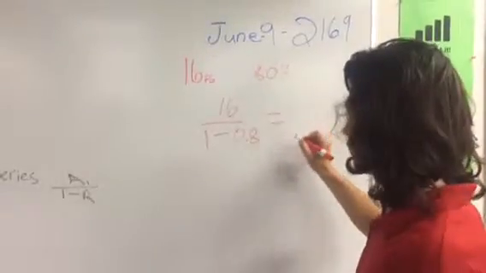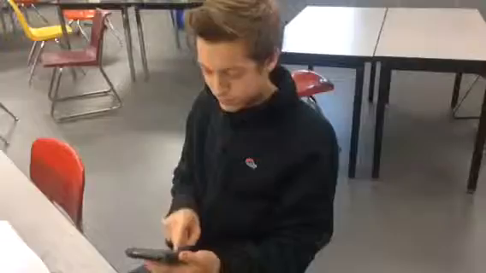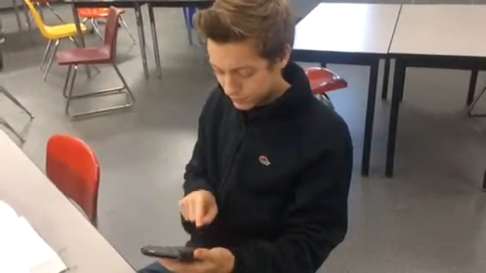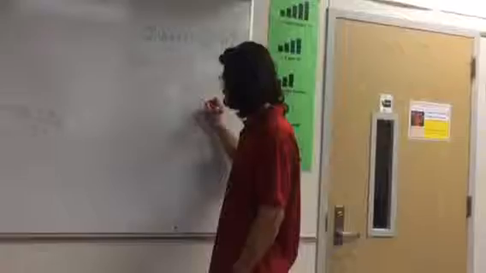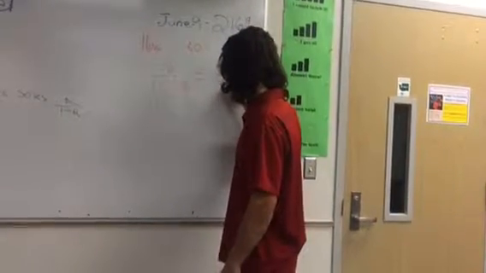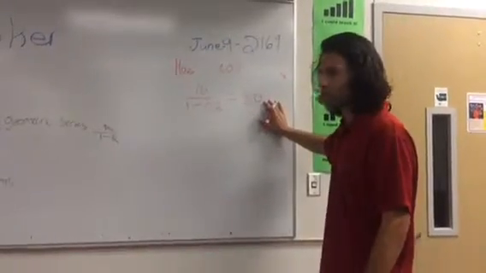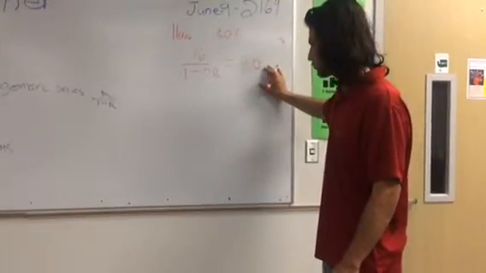So that's going to equal then, does anybody have a calculator? It's 80. Thank you, Eli. Okay, so this 80 is going to be our total distance from its first drop.